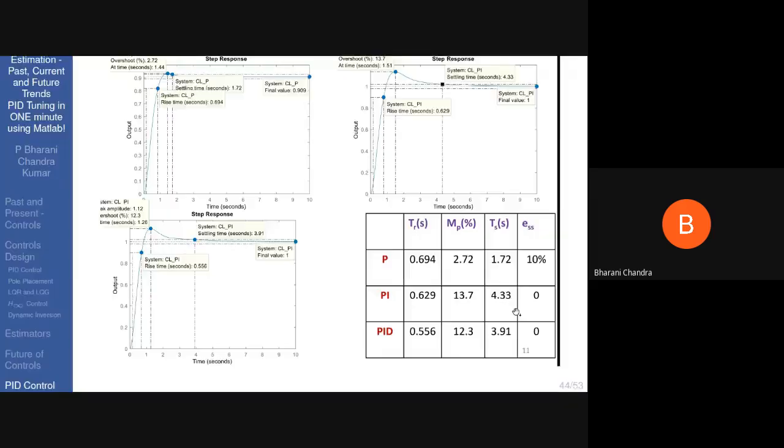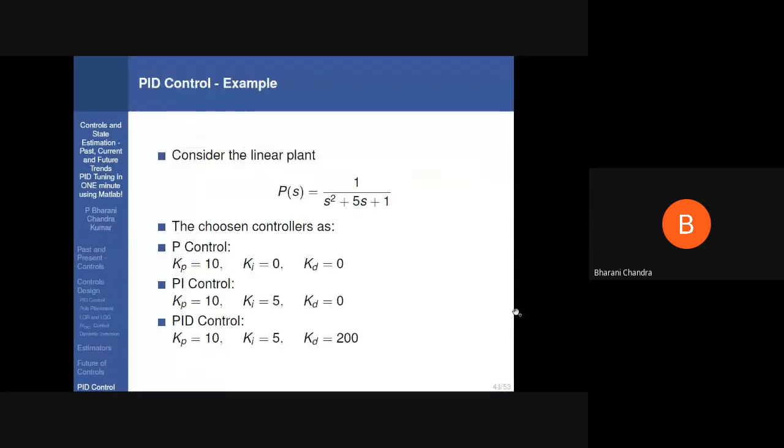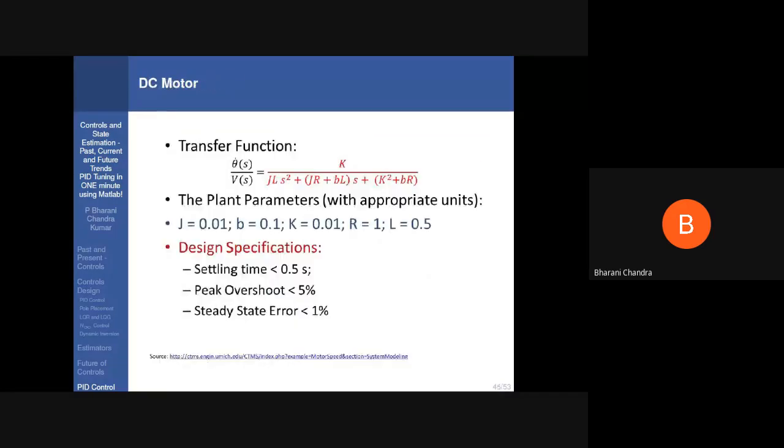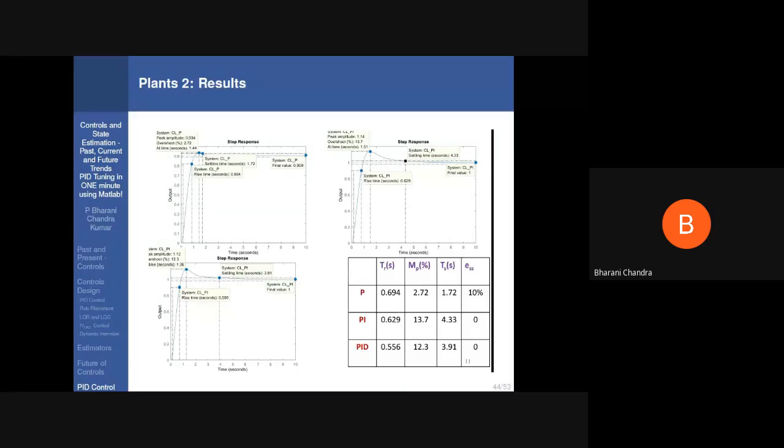The big question here is, one can ask how I have got these values. KP is 10, 5, 20, and so on. Is it just randomly selected? The answer is no. It needs a lot of tuning, and there are hundreds of methods available in the literature.